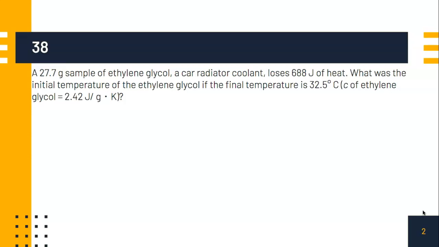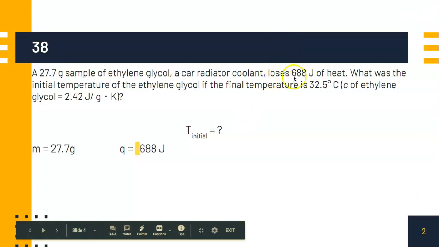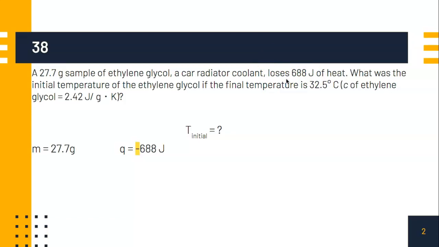Our first step should be to figure out what it is that we're looking for. Hopefully you've already decided that it is the initial temperature, the T initial. And let's also look at what information we do have. We've got the mass, which is 27.7 grams. We've got our Q, or our heat. And I highlighted the minus sign because in our question, if we look at the words, it doesn't have a minus sign here, but it says it loses 688 joules of heat.